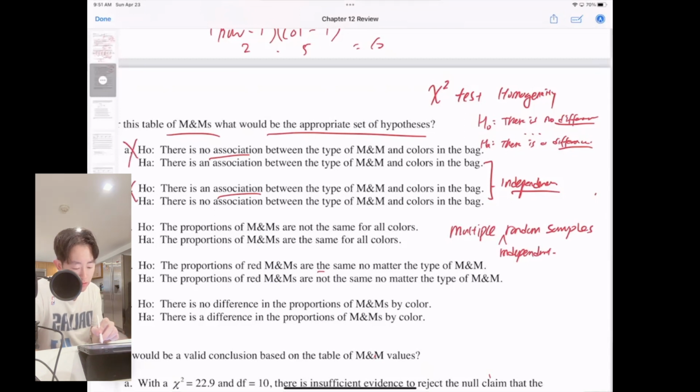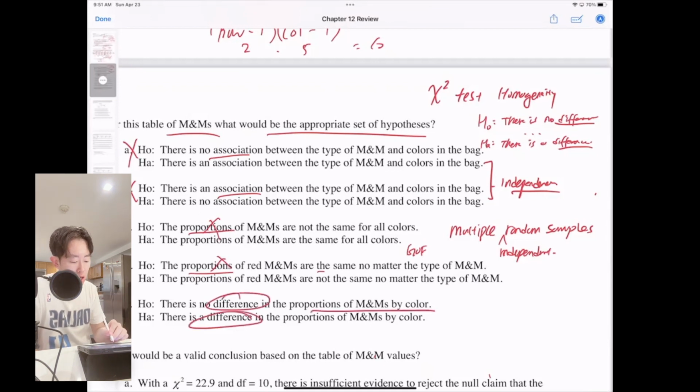The proportion of M&Ms is not a word that is associated with any of the tests that we have. Goodness of fit is where we're trying to see if the proportions are going to be the same throughout, so that is usually meant for goodness of fit. Because we're doing a chi-square test for homogeneity, the word here that we're looking for is a difference. So there is no difference in the proportions of M&Ms by color, and that there is a difference. So here the correct answer would be E.